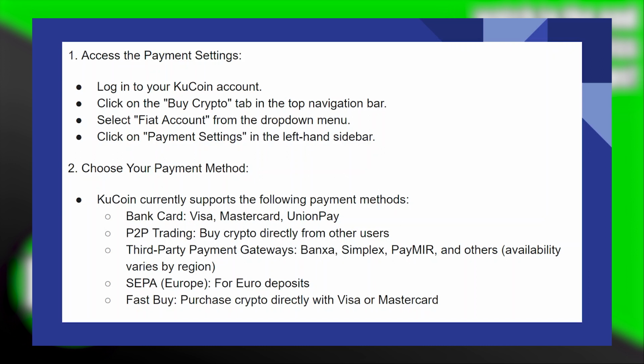Kucoin currently supports the following payment methods: bank card, Visa, MasterCard, or UnionPay. P2P trading, buy crypto directly from other users. Third-party payment gateways, Banxa, Simplex, Paymere, and others. Availability varies by region. SEPA, which is for Europe, for Euro deposits. Fast buy, purchase crypto directly with Visa or MasterCard.